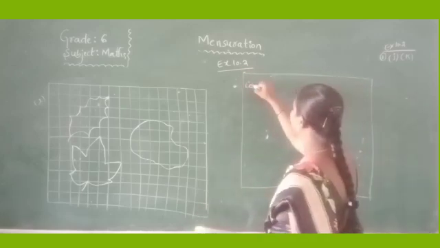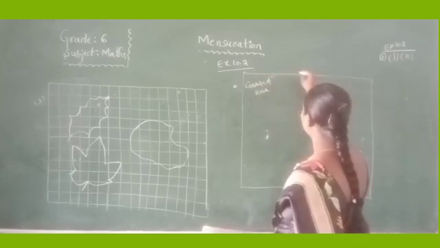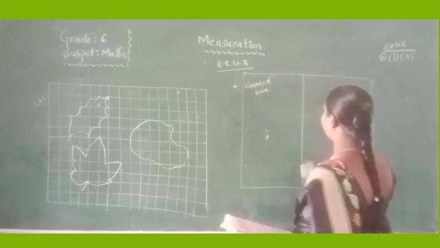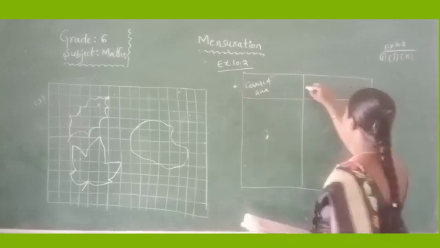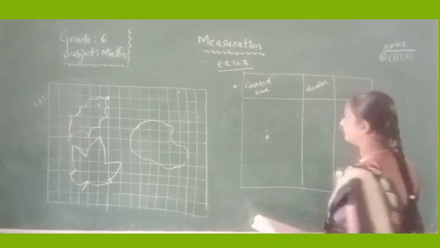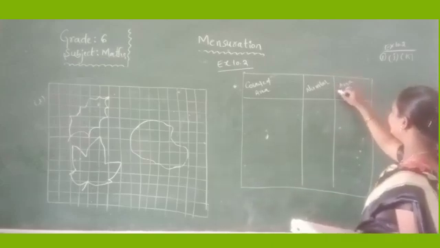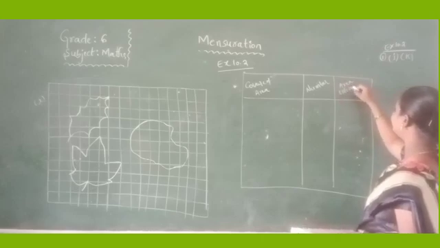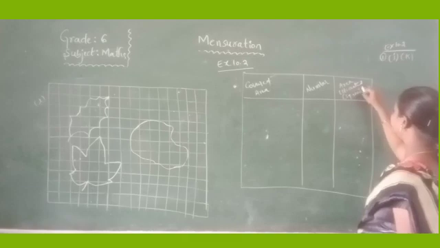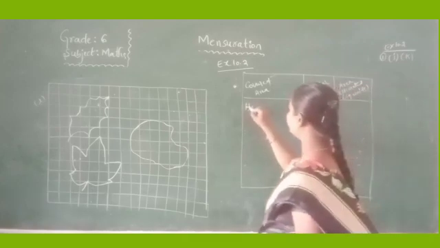So first, covered area. How much does it cover? Covered area. Next, number: how many full, how many halves? Next, area estimated in square units. So first one is half filled squares.